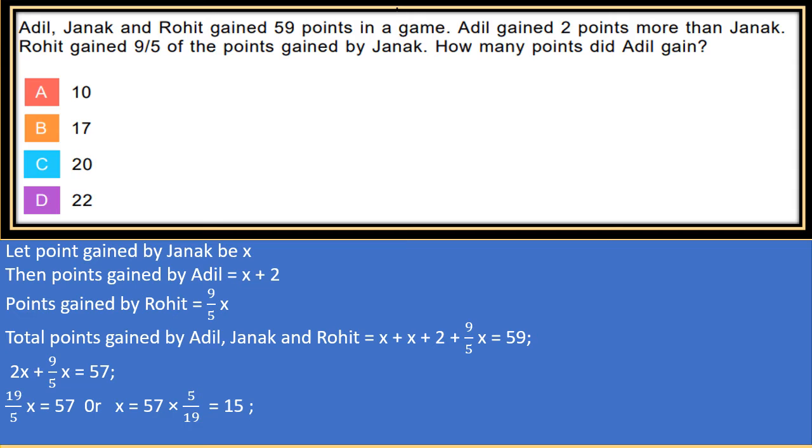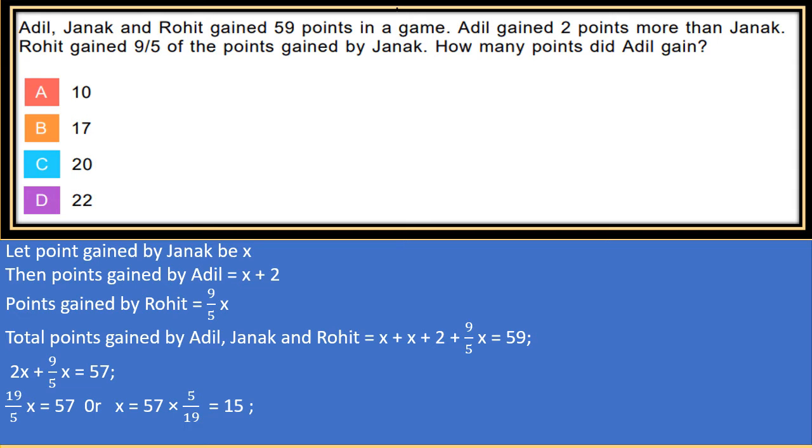Adil, Janak and Rohit gained 59 points in a game. Adil gained 2 points more than Janak. Rohit gained 9/5 of the points gained by Janak. How many points did Adil gain?